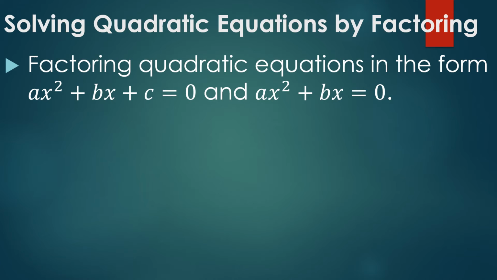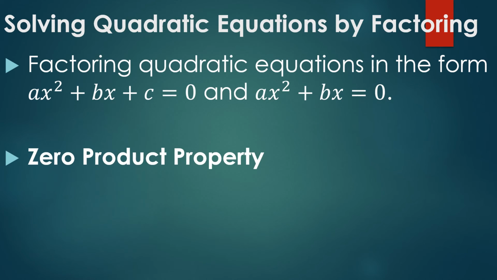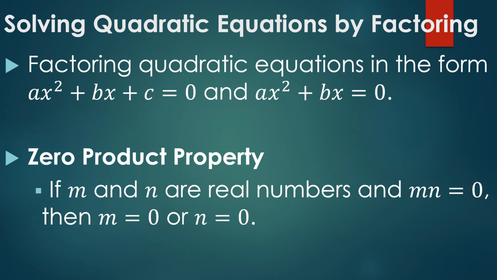If we are going to use factoring as our method in solving quadratic equations, we are going to use the concept of zero product property, which states that if m and n are real numbers and m multiplied by n is equal to 0, then it's either m is equal to 0 or n is equal to 0.